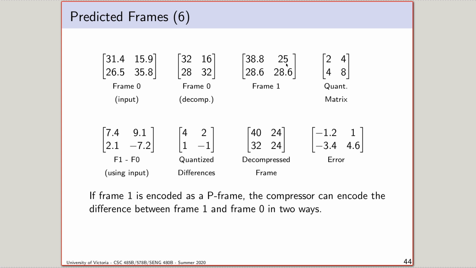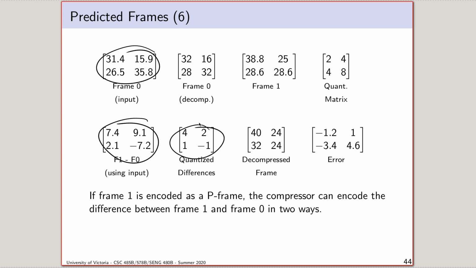Now suppose that this is frame 1. And notice that frame 1 has a lot of similarities to frame 0. They are pretty similar. And there's my quantization matrix just like before. So suppose that I want to store frame 1 as a p-frame. And I compute the difference using the actual original value of frame 0. Okay, so here's the difference matrix I would come up with. I take the difference, I quantize it as normal, and then the decompressor decompresses it.